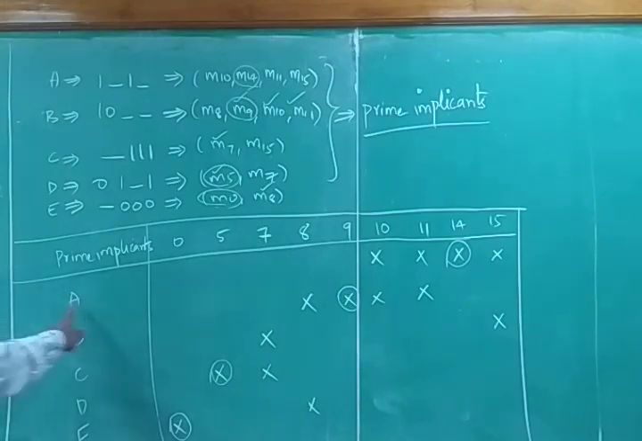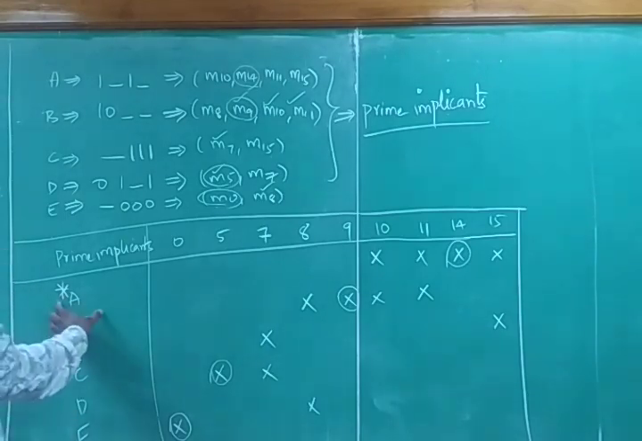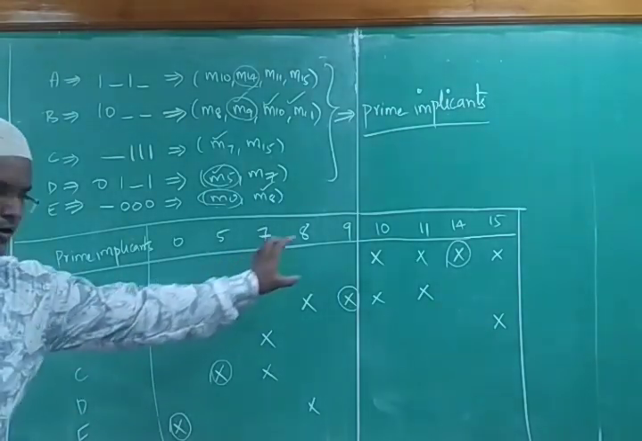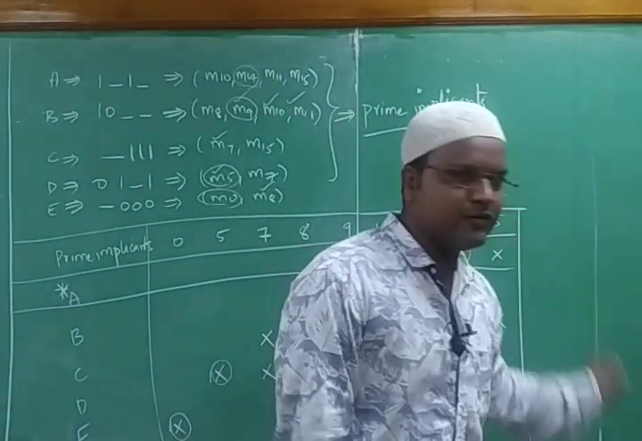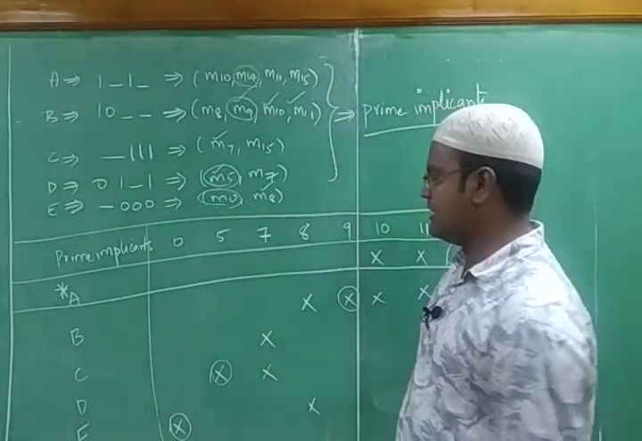What is that particular prime implicant? A. 14 is there in A. So we have to put A with an asterisk. That means whatever the A bits are, that is the included part for that essential prime implicant. So A is there for the first one. So we found the first essential prime implicant.